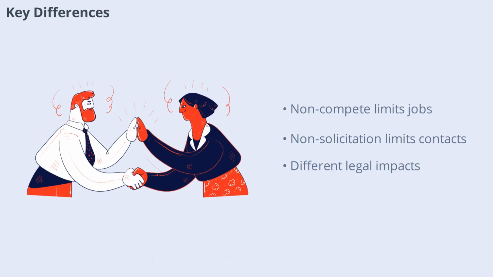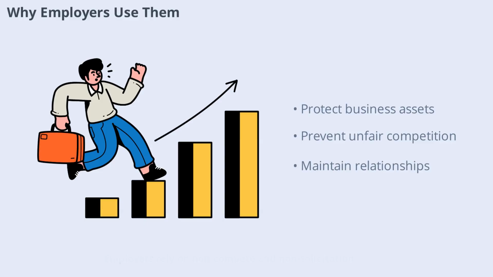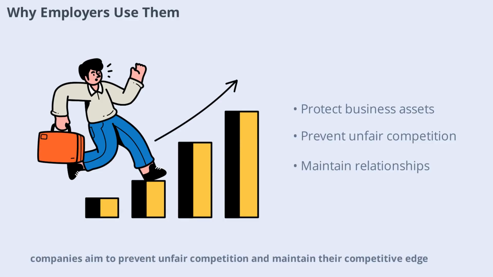Let's move on to why companies use these agreements and what they hope to achieve. Employers rely on non-compete and non-solicitation agreements to protect their business assets. These include confidential information, trade secrets, customer lists, and employee relationships. By restricting former employees' actions, companies aim to prevent unfair competition and maintain their competitive edge. These agreements are especially common in industries with high turnover or valuable intellectual property. Understanding the employer's perspective can help you see why these clauses are included and how they shape workplace dynamics.